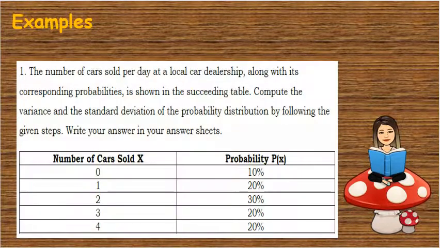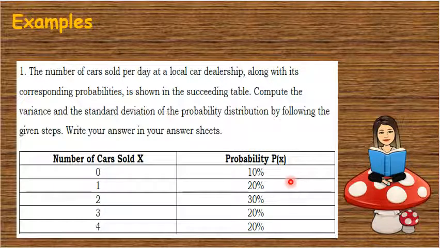Examples. Number 1. The number of cars sold per day at a local car dealership along with its corresponding probabilities is shown in the succeeding table. Ito po yon. Compute the variance and the standard deviation of the probability distribution by following the given steps. Write your answer in your answer sheet. So, in this case, I will show you the complete solution. So, ito po yung ating values ng x at ito yung ating p of x.